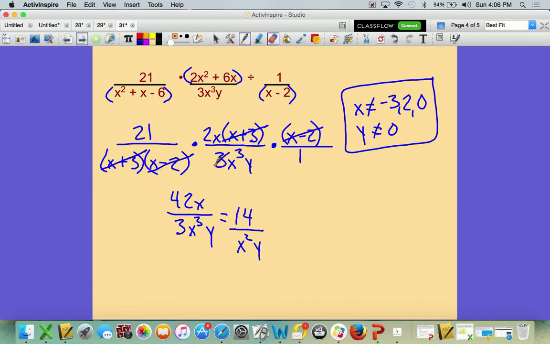You could also do it this way too. You could say, well, 3 and 21, that becomes a 7, this becomes a 1. Get rid of the x here. That means we've got 2 left over, so we still end up with 14 over x squared y. So either way works. It's kind of up to you at that point how you want to do it. Next one.